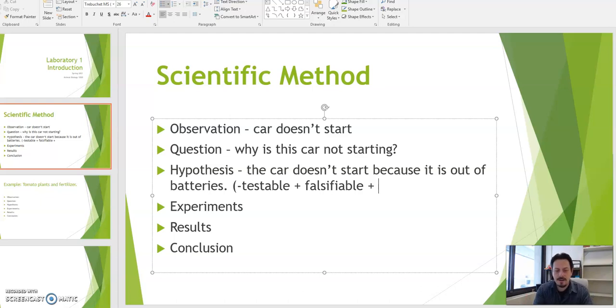The last thing about a hypothesis is that it is a statement. It is a sentence. It is not a question.